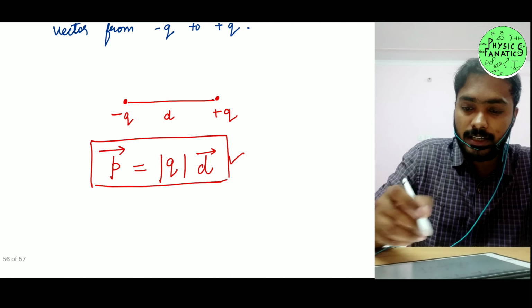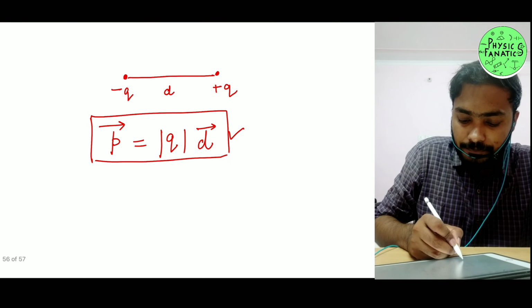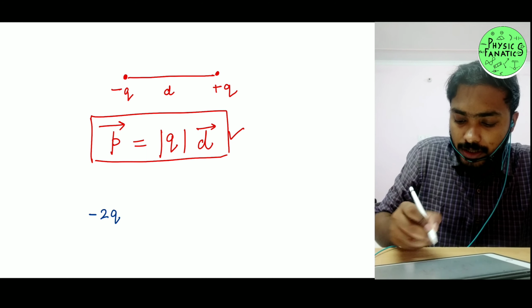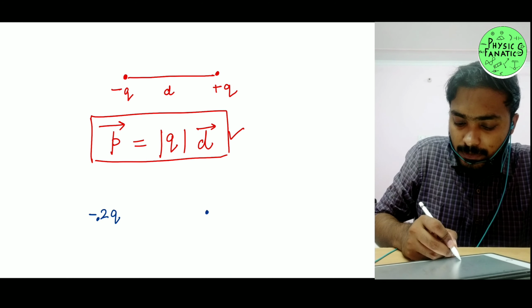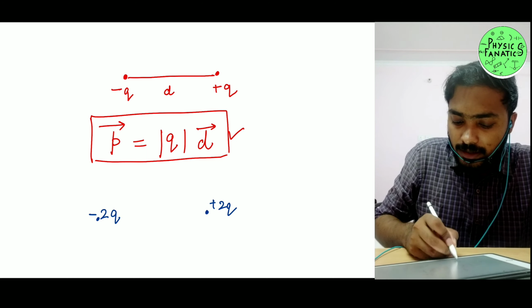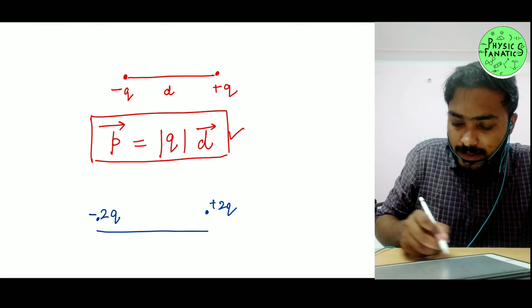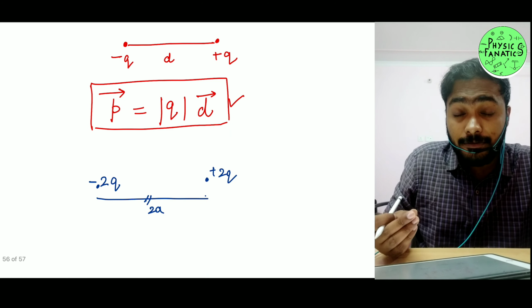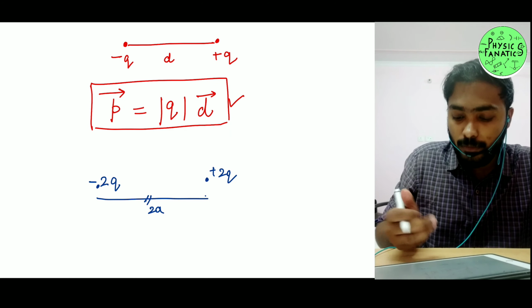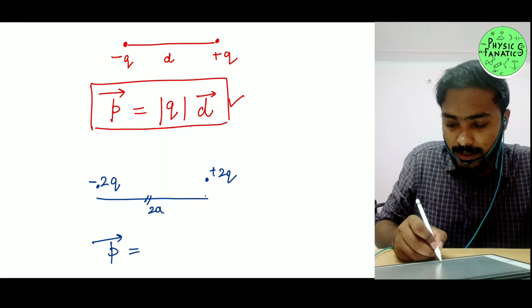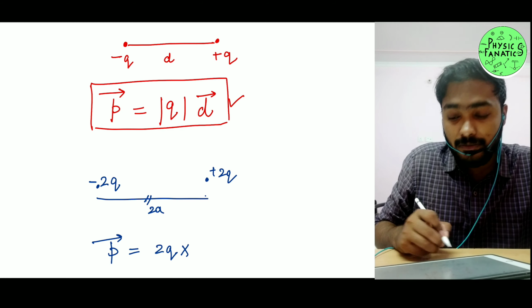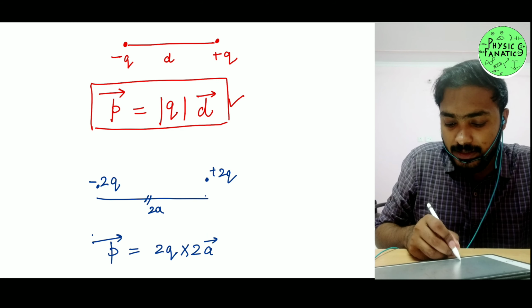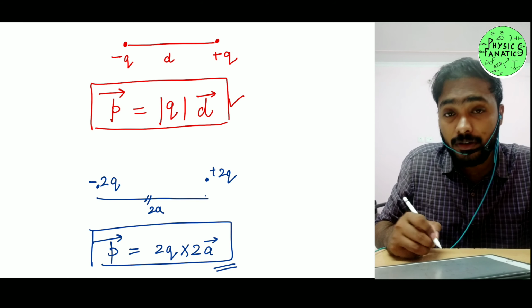Whenever you are given, let me draw another one, minus 2q charge and plus 2q charge, separated by, let's say, a distance of 2a, then I can define my dipole moment p. It is defined as the magnitude of one of the charges, that is 2q, multiplied by the displacement vector, that is 2a. This is the dipole moment for this one.